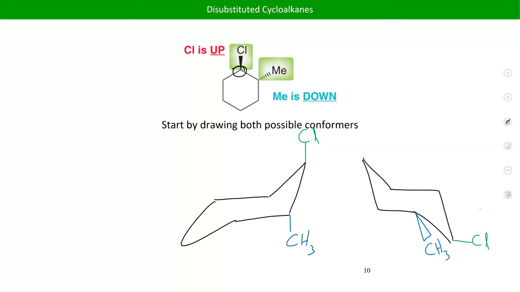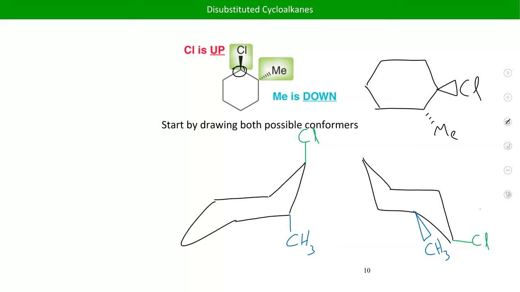I took this and I rotated it 90 degrees so that we had this. And I took this molecule and I picked that corner up to make it the point. That's why the chlorine's up here, and this one has to be the front. All right, if you put it on the back carbon, it's still 1,2 methyl chloro.